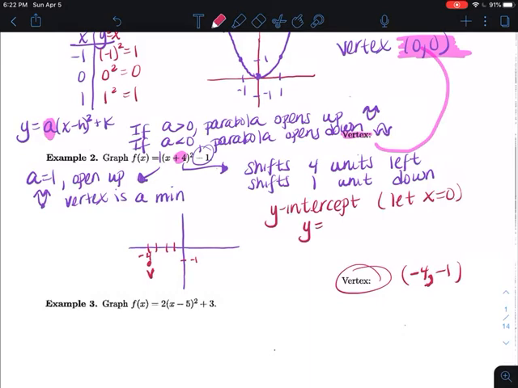Remember, f of x is just another way of saying y equals. So y equals, wherever I see an x, I'm going to put a 0. So 0 plus 4 squared minus 1. When I simplify this, this is 4 squared minus 1. 16 minus 1 equals 15. This means that my graph is going to cross the y-axis at 15. So to get a rough sketch of this graph, I know it's going to cross the y-axis at 15. It opens up. So this is a sketch of our parabola.